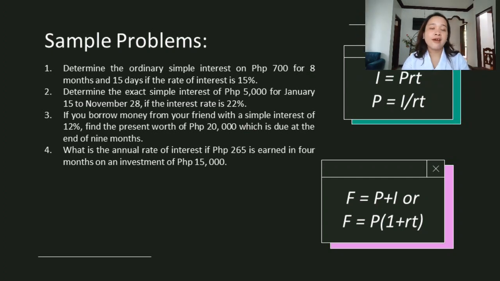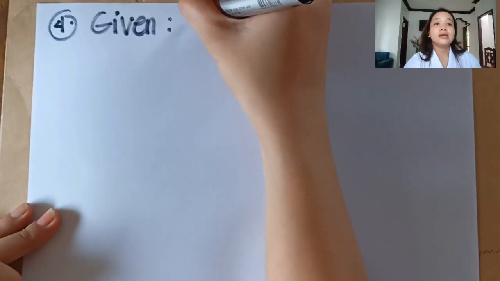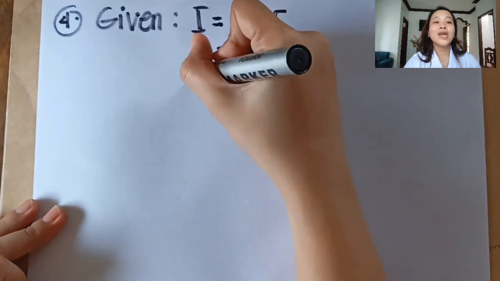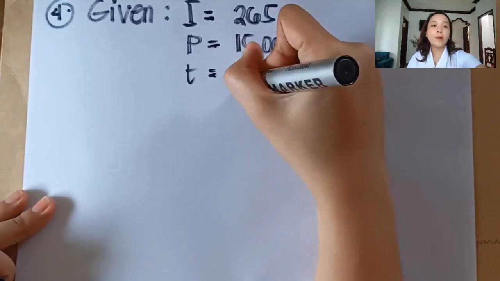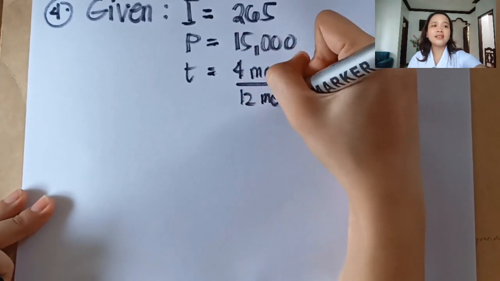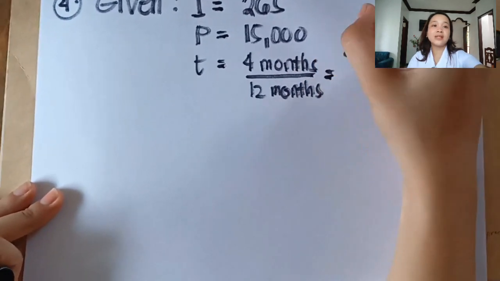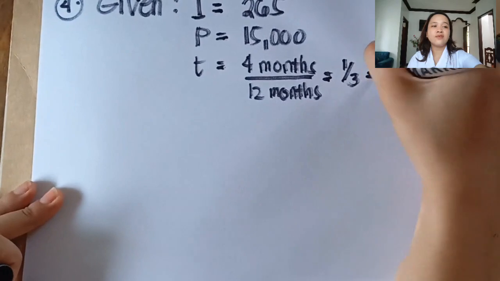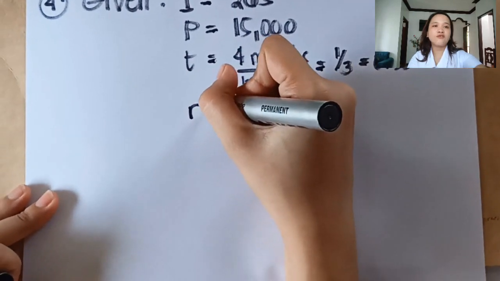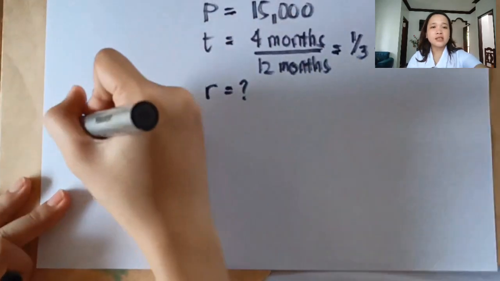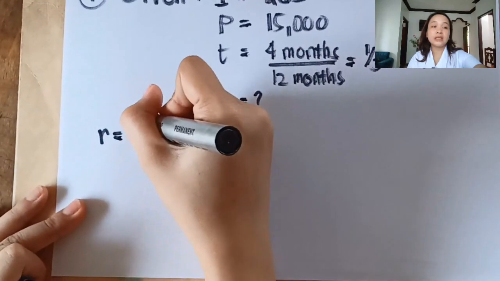Last problem: what is the annual rate of interest if 265 pesos is earned in 4 months on an investment of 15,000? So, we have our given and our time, which is 4 months. We divide this by 12 months, which is equivalent to 1 year. So we have 1/3 or 0.33 for our time. And in this problem, we are going to solve for the rate of interest.